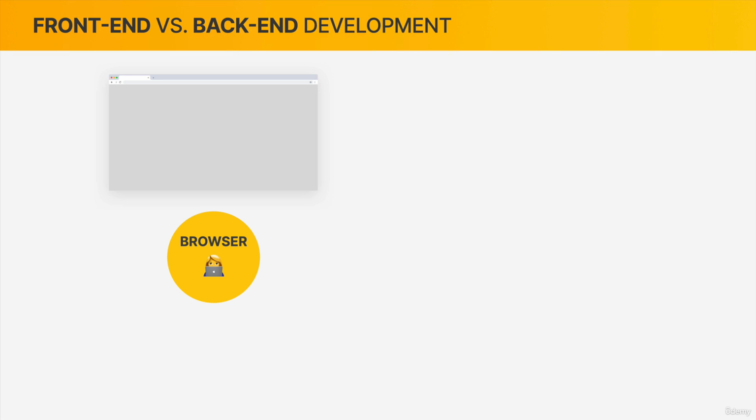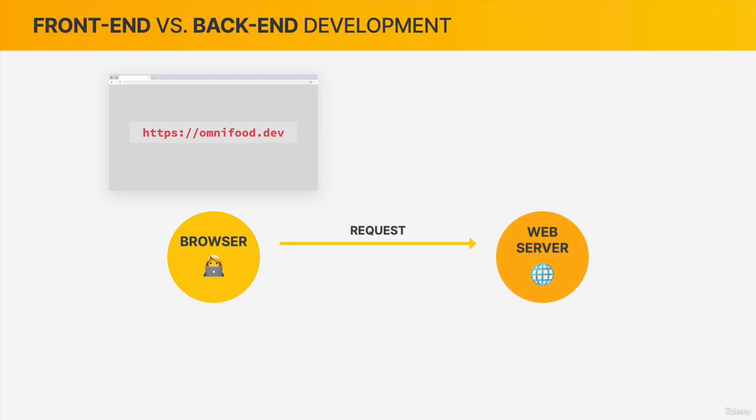But anyway, let's say that we're trying to access a web page in our browser at omnifoot.dev. And by the way, this is actually the website that we're going to develop throughout this course. Now, what happens as we try to access this page is that our browser will send a request to the server where this page is hosted on the internet. So each and every website is stored on something called a server, which is basically a computer that is connected to the internet and is able to receive requests like this one.